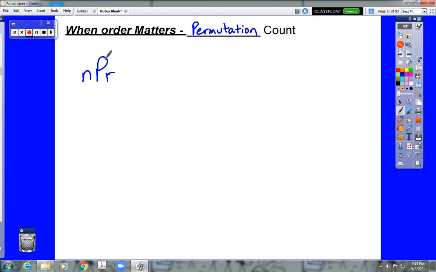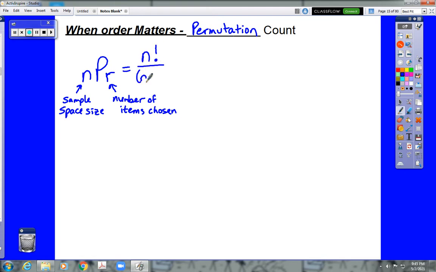So nPr, n is again our sample space size, and r, I really don't have a great way to define that yet. So I'm going to go with this definition for now, the number of items chosen. Now, nPr is defined as being n factorial over n minus r factorial.